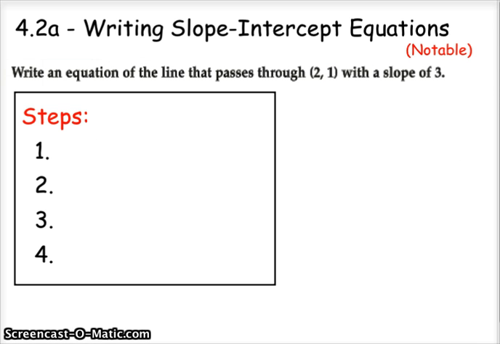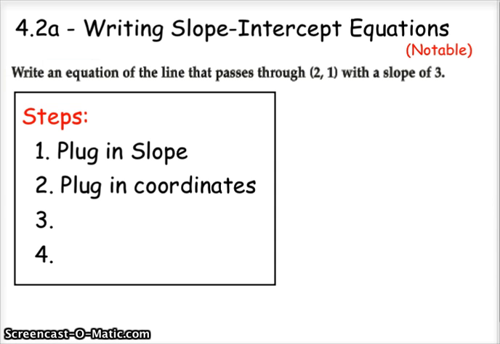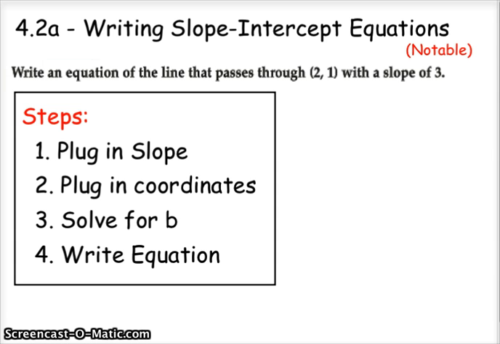And to do this, it's actually going to be a 4-step process. The first thing is, again, we're starting with our y equals mx plus b. First step would be to plug the slope into that equation for m. Second step is to plug in your coordinates you're given, in this case 2 and 1. Thirdly, you're going to have to actually solve for your y-intercept, your b term. And once you have solved for b, then you already have your slope. You can write the equation, step 4. So let's look at how that works.